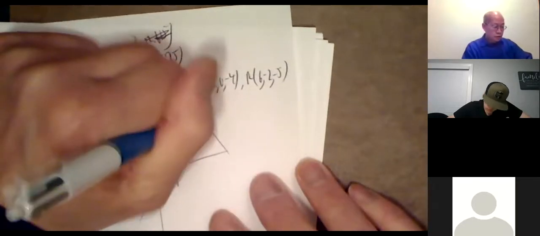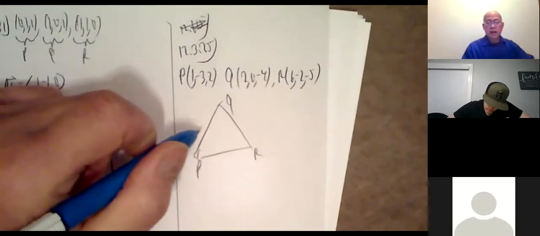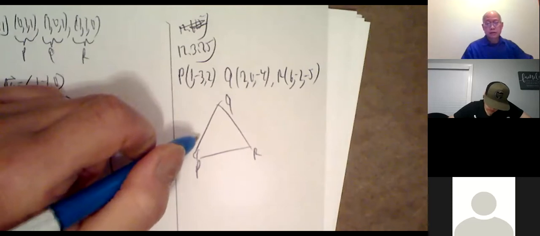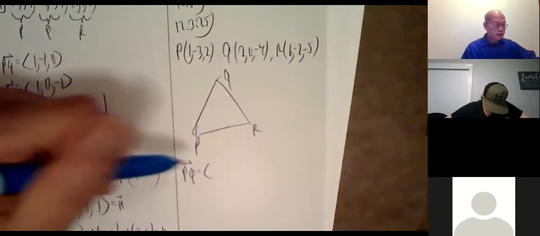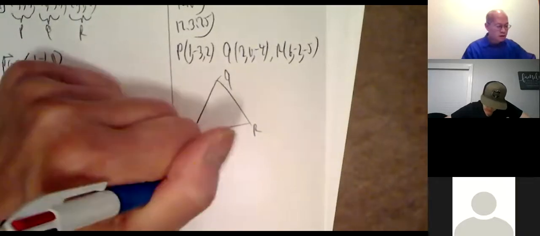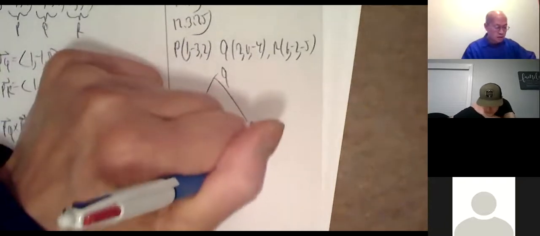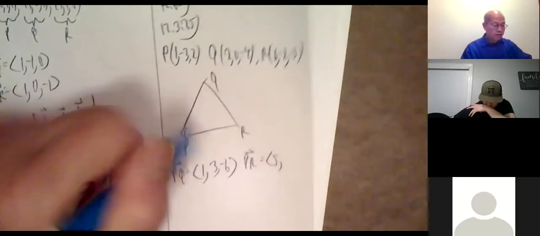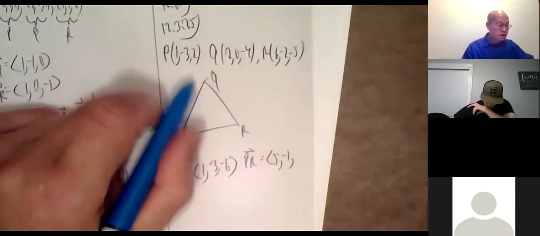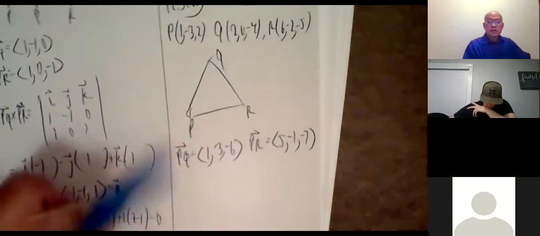I'll just put P, Q, R. So I need to find if any dot products come out to be 0. That's basically it. So PQ is (1, 3, -6). PR is (5, -1, -7). I might just have to say et cetera, but you get the idea.